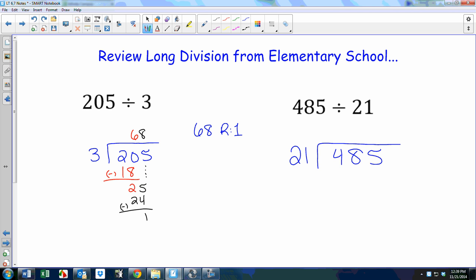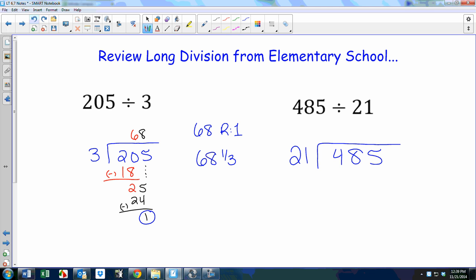You had other options, by the way. Sorry, you had the decimal option. You could have added a decimal 0.0 and kept going. All right, we're not going to do that option. But you could say remainder 1, or you could say 68 and a fraction. Do you remember how to do that? 1/3. Your remainder 1 divided by whatever you were dividing by. So you could write this as 68 1/3.